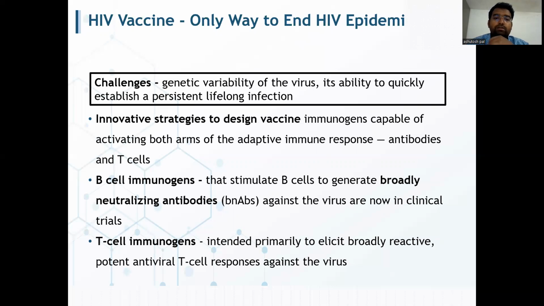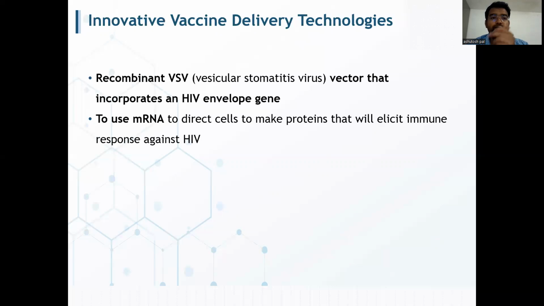B cell immunogens that stimulate B cells to generate broadly neutralizing antibodies against the virus are now in clinical trials. T cell immunogens are intended primarily to elicit broadly reactive, potent antiviral T cell responses against the virus. Now, innovative vaccine delivery technologies: a recombinant vesicular stomatitis virus vector that incorporates the HIV envelope gene is also being used, and mRNA is used to direct cells to make proteins that will elicit an immune response against HIV.